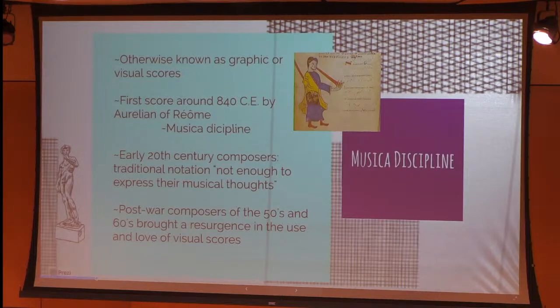So we first see the very first score in about 840 CE by this man here, Aurelian of Réôme. He is definitely not my type, but I'm sure he was someone's. So this first rendition of a graphic score was called Musica Disciplina, and it was a treatise on music, the music theory that they had available at the time. So that was very cool.